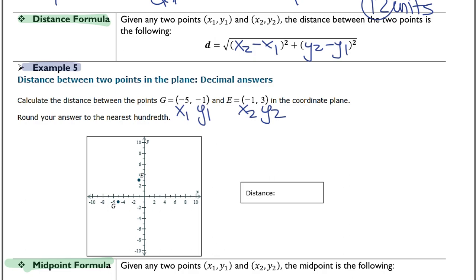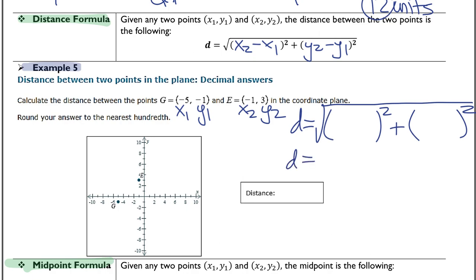Well, that distance is equal to the square root of, well, we're going to plug those in and square it and then add them together. So in this case, we're going to take x2, which is -1. We'll subtract -5. Again, you're taking x2 minus x1, which negative turns into addition. Then we'll do y2 minus y1. It has to always go in that order.